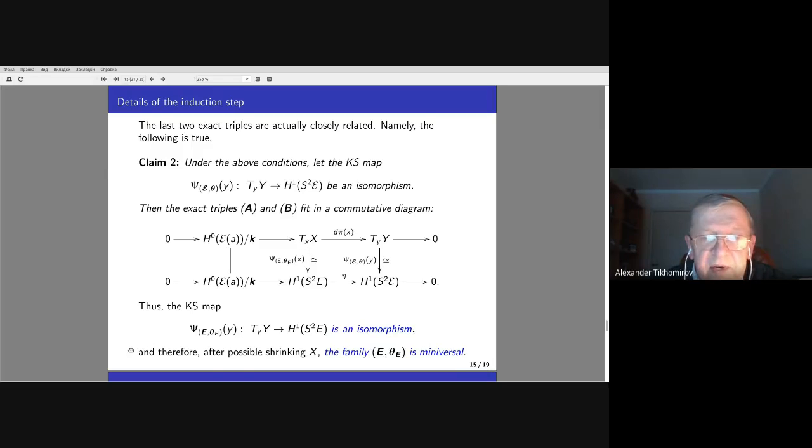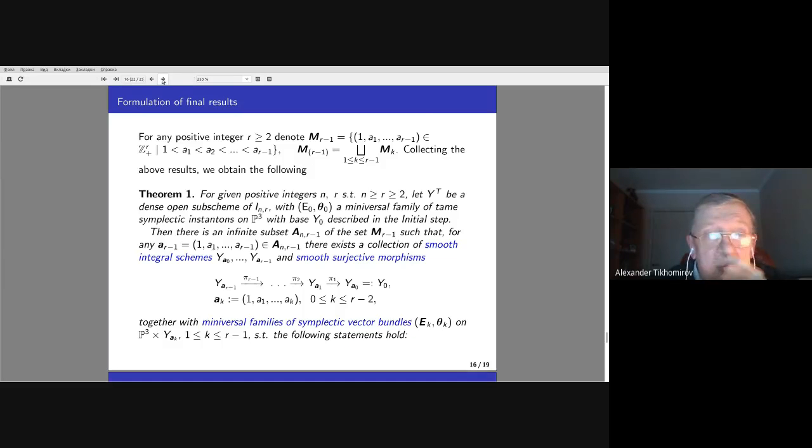we know that after possible shrinking X, the family bold E with its symplectic structure is miniversal. So at each step, we pass from a miniversal family of bundles script E, which stands for E with number k-1, to the capital E, which stands for E k in the induction step. Okay.